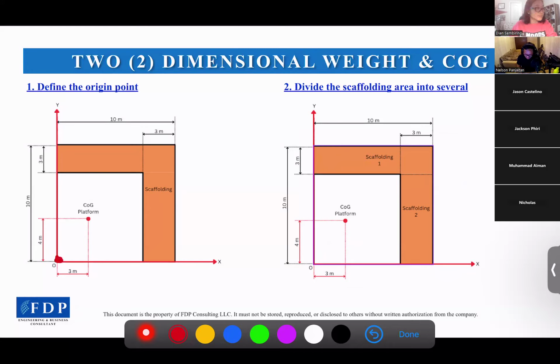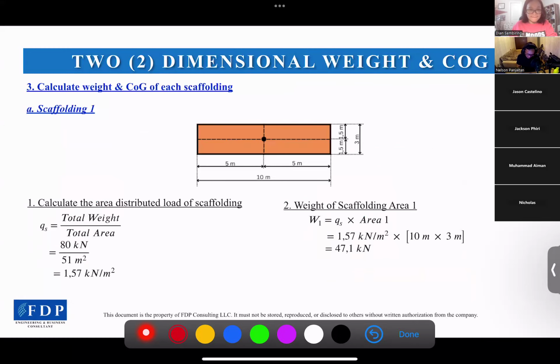And then divide the scaffolding area into several parts. I will divide it into two sections. First, scaffolding 1 here, and then scaffolding 2 here. And then we calculate the scaffolding weight per area. First, we need to calculate the area distributed load of the scaffolding. The total weight, as mentioned before, is 80 kilonewtons, and the total area is 51 square meters.